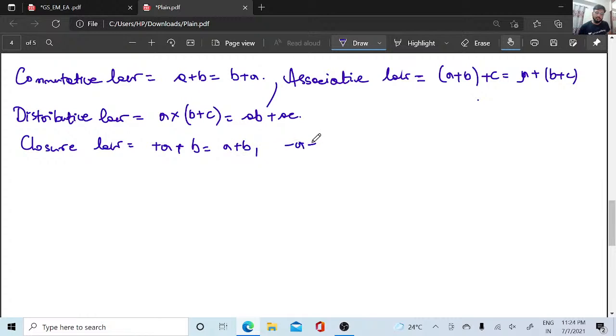Minus a plus b is going to be b minus a. A minus b is going to be a minus b itself. But minus of a minus b will be equal to minus of a minus b. So it is not minus of a minus b, it is minus a minus b. Yes, so you have minus a minus b, which is equal to minus of a plus b.